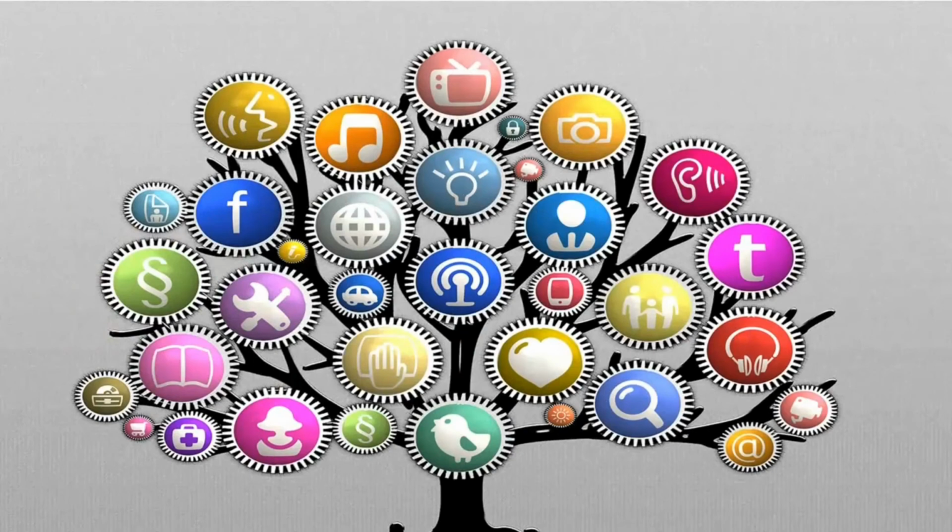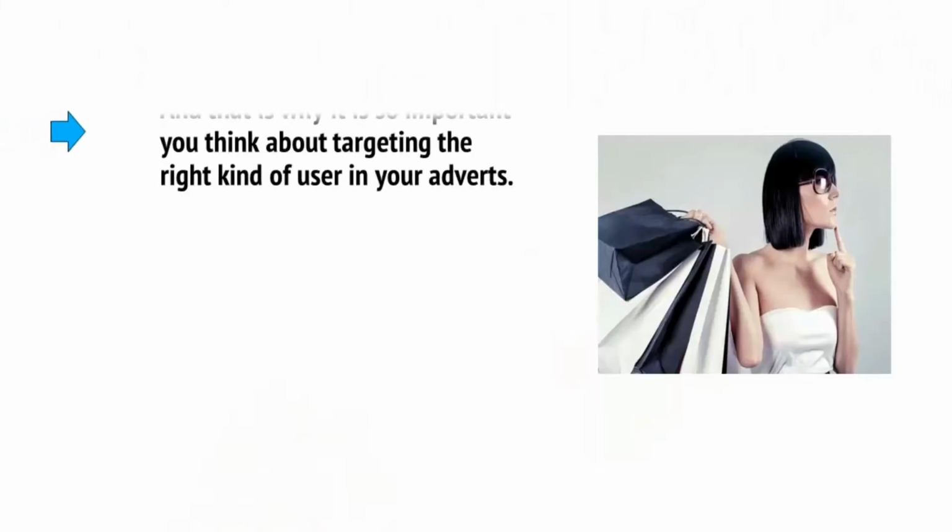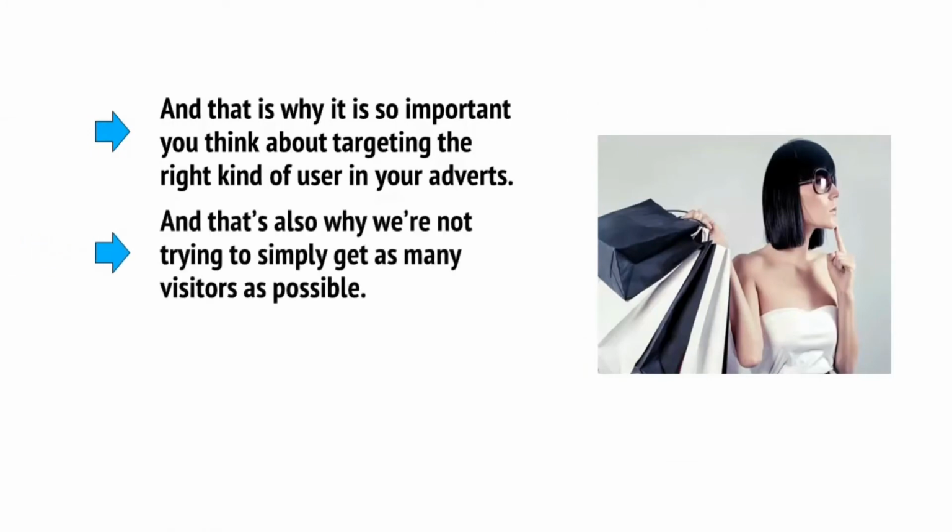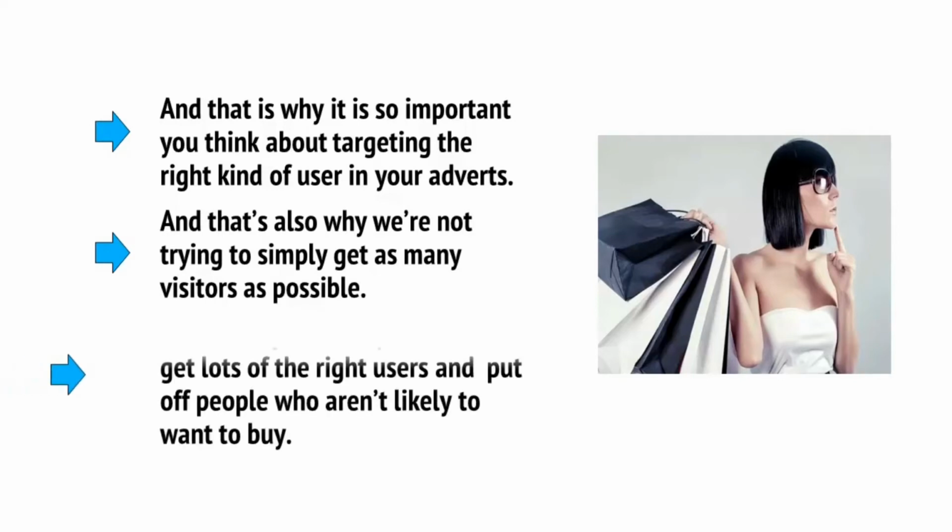That's because the people currently on your website are all people who got there through, well, all kinds of different means. These are people who found you on social media, who typed your address in by accident, who found you on Google, or who were recommended by a friend. And that means they're going to be variably targeted. Some of those people will have zero interest in your products. And that's why it's so important you think about targeting the right kind of user in your adverts. And that's also why we're not trying to simply get as many visitors as possible. As mentioned, it's actually more important that we get lots of the right users and put off people who aren't likely to want to buy.